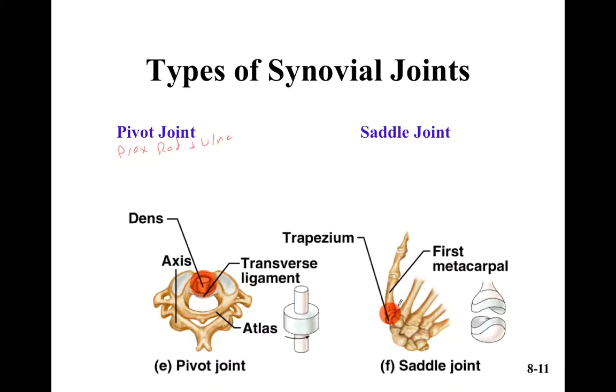Saddle joints happen at your thumb, so between the carpal and the metacarpal of your thumb. It allows movements in 2 planes. So you have 2 planes of movement. So that's why your thumb can be opposable, because it's a saddle joint.